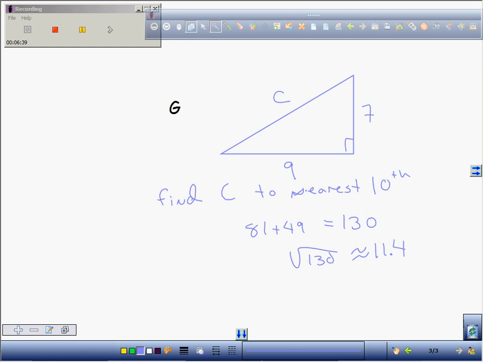That's easy, right? Now, sometimes they will say leave your answer as an exact answer. And when they say leave it as exact, you leave it just as the square root of 130, okay? Because this is exact, this is rounded. Question so far?